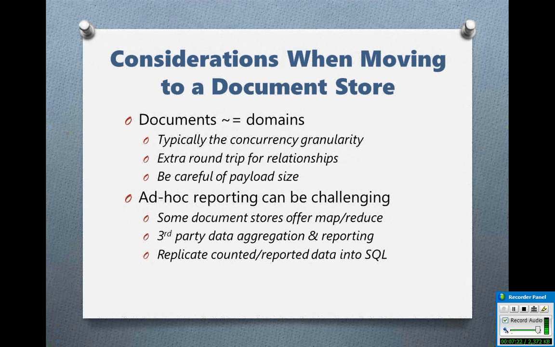Okay? They typically are the concurrency granularity in document stores. This generally means this is the thing you update all at once. And if you have any concurrency support in your database, that generally means that's sort of the level of it. Right? So there's not cell locking, row locking, table locking, database locking. There's really just sort of document locking.